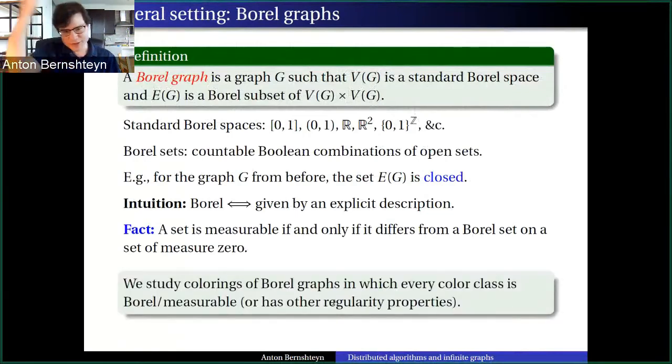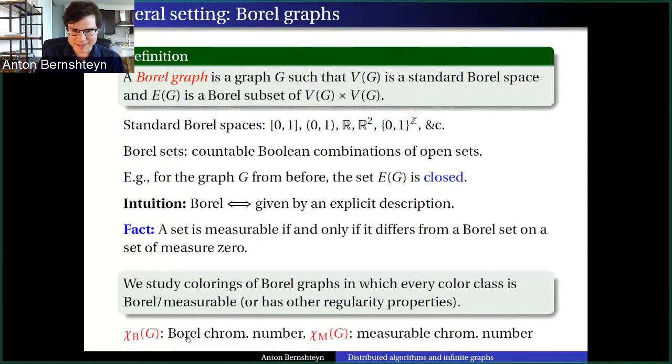Okay, so with this whole terminology, we look at the colorings of Borel graphs in which every color class is, say, a Borel set or a measurable set or has some other regularity property. So this is just the general setting. The technical details are not very important. It's just so that the words are there. Maybe before, oh yeah, some notation. So I'm going to write chi sub B of G for Borel chromatic number, meaning the smallest number of colors you need so that every color class is a Borel set. And chi sub M of G is the measurable chromatic number, the smallest number of color classes you need, where color classes have to be measurable.